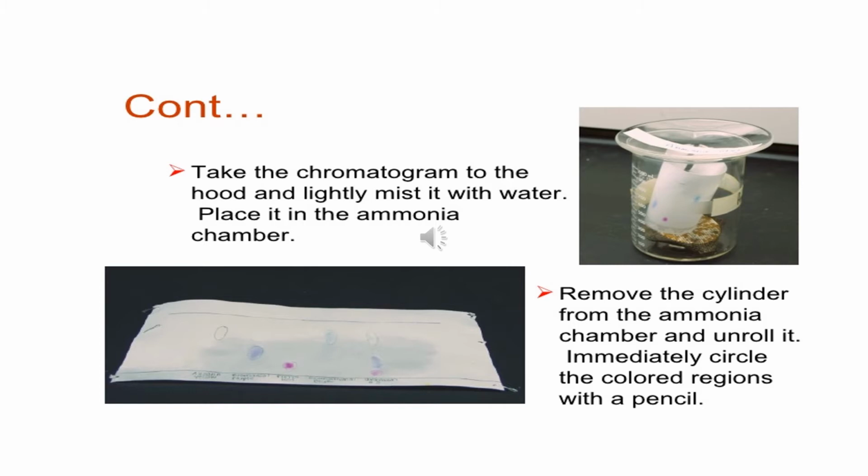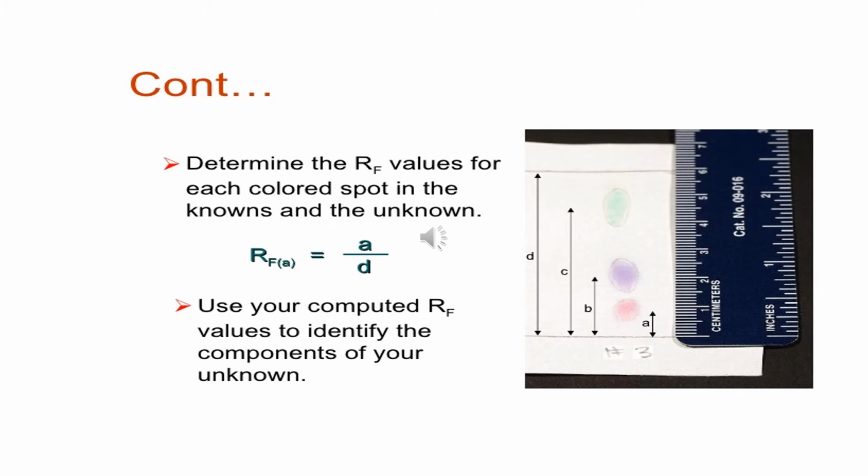Take the chromatogram to the hood and lightly mist it with water. Place it in the ammonia chamber. Then remove the cylinder from the ammonia chamber and unroll it. Immediately circle the colored regions with a pencil. Determine the Rf values for each colored spot in the knowns and the unknowns. Rf, the retention factor, is equal to A by D, where A is the distance traveled by the solute divided by the distance traveled by the solvent. Use your computed Rf values to identify the components of your unknown.